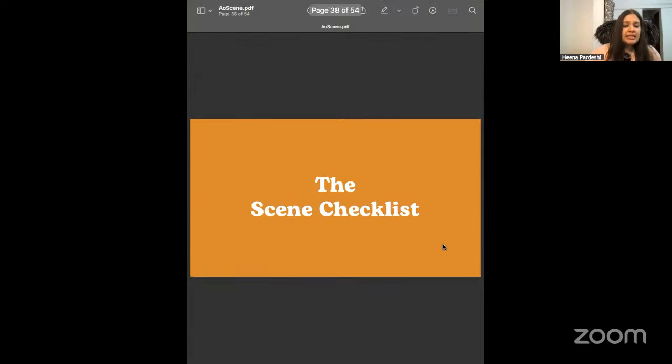Now, let us quickly have a look at the scene checklist. You know how sometimes you write a scene and something just feels off, but you really can't put your finger on what exactly is wrong with the scene. This is the case with most of the writers that I work with. They can sense that something's wrong, but they can't exactly put their finger on it. And generally the problem lies on scene level. Take my word for it.